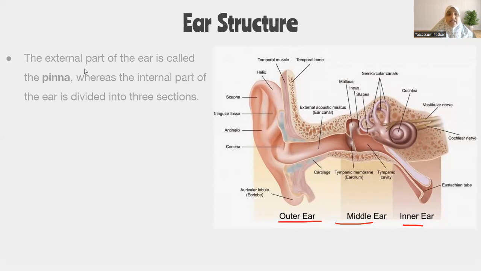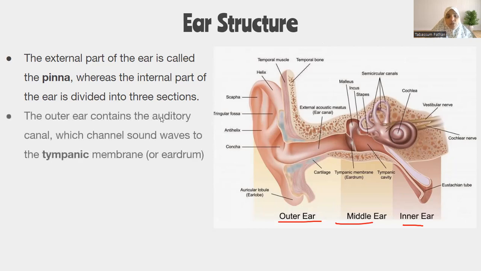The external part of the ear that you see over here, this organ outside, is known as the pinna. It is made up of cartilage. We studied about the different types of connective tissue in 11th standard. One of the types of connective tissue is cartilage, and also bone. Cartilage is more or less like a soft bone. And then you have the inner part which is divided into three sections: the outer ear, the middle ear, and the inner ear.